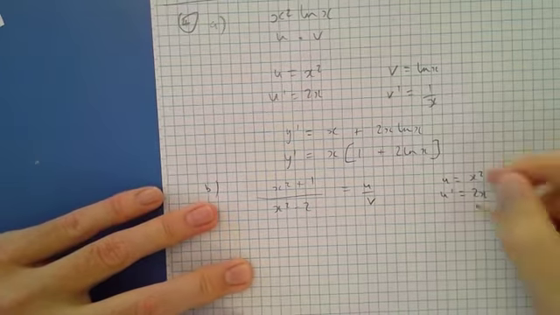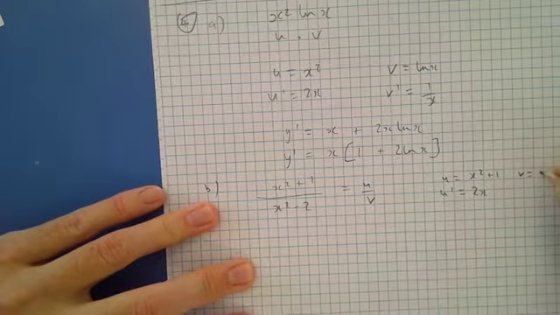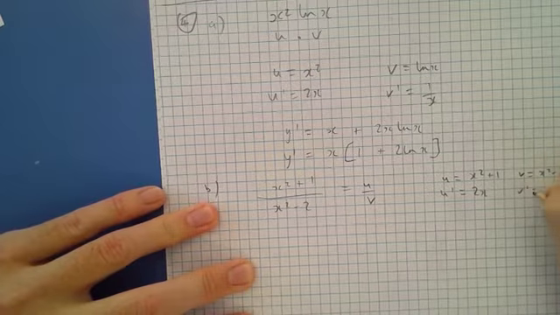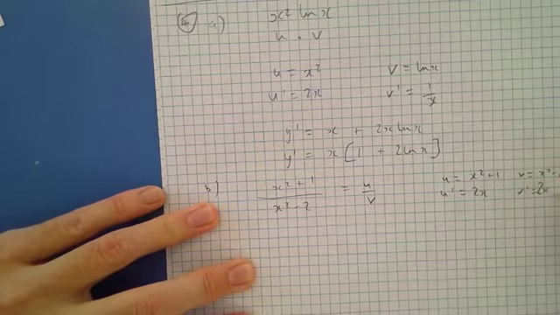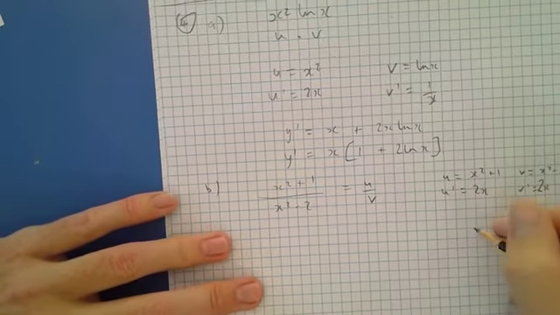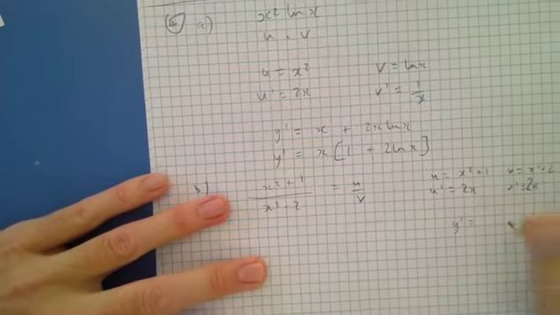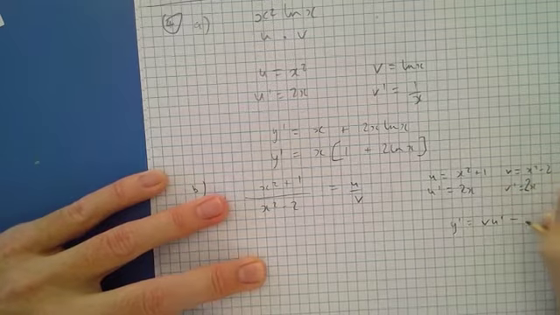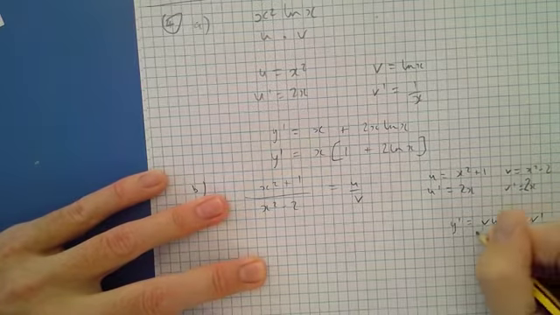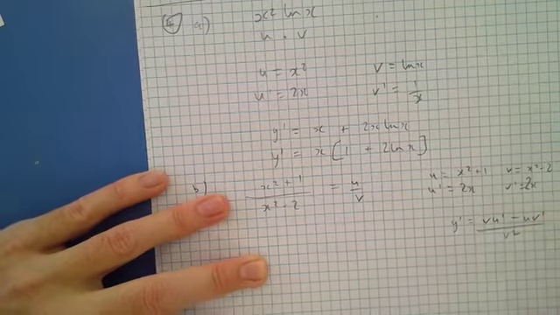And then 2x would have been its differential, and then v dash would equal x squared minus 2, and v dash would equal just 2x. So I'm just going to write out the quotient rule again. So y dash is equal to v u dash minus u v dash, and then that's over v squared.